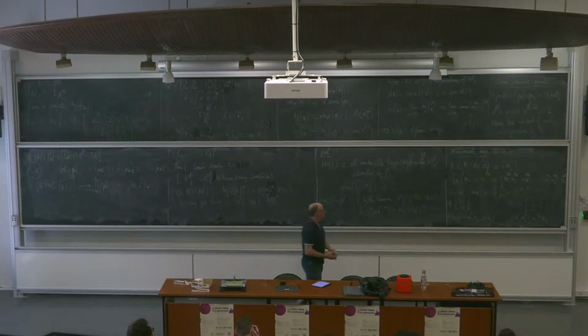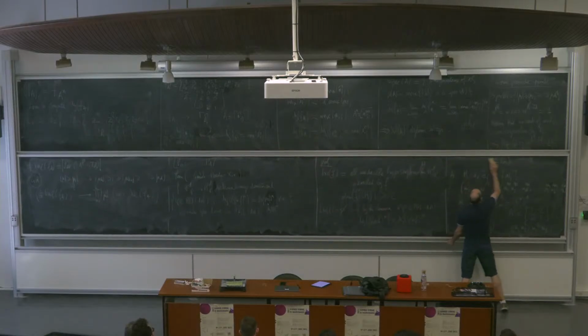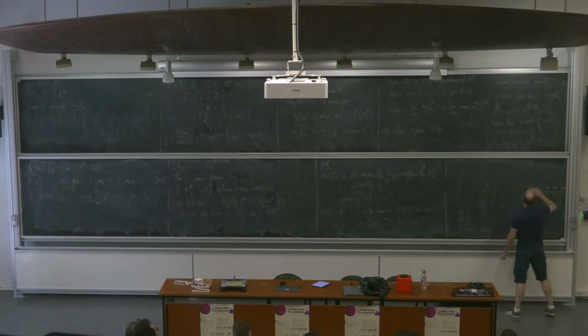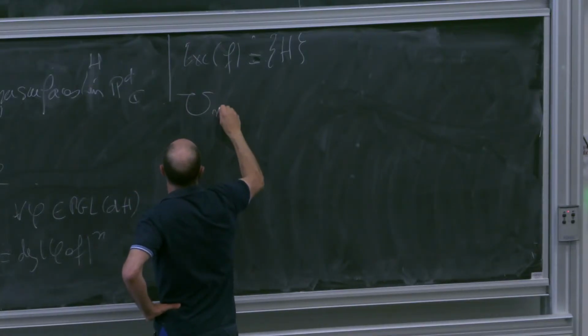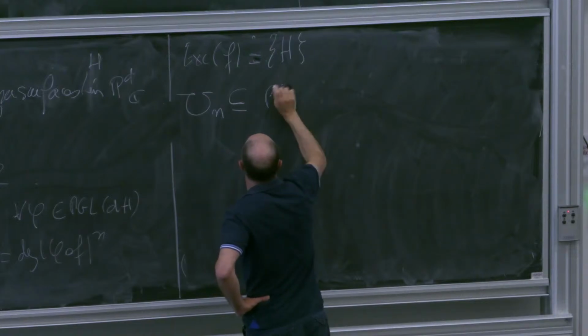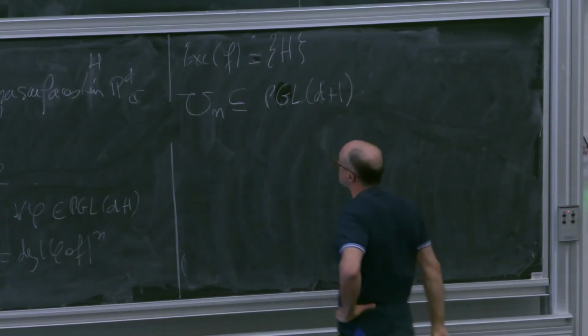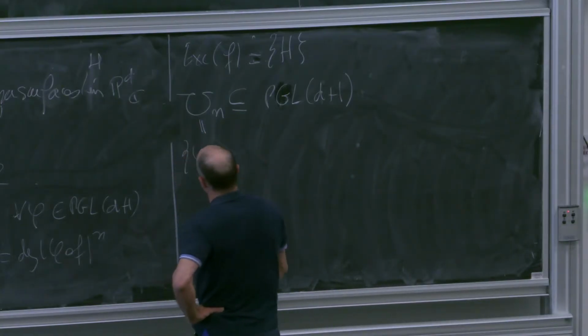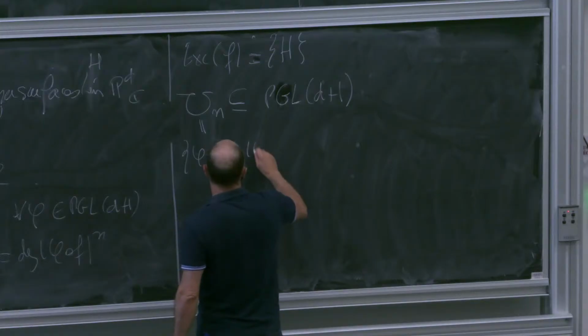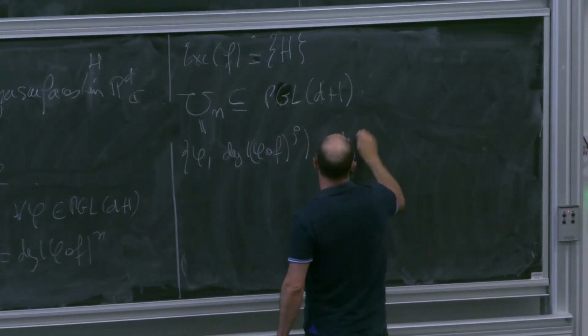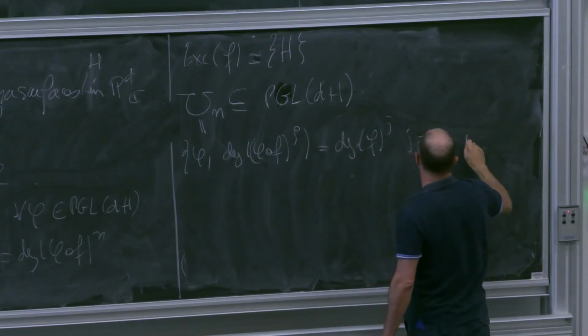Okay. So what's happening in the case where the exceptional locus is non-empty? Let me assume, in fact, that this exceptional locus is irreducible, just to simplify. So let me assume the exceptional locus of f is a singleton. And let me define U_n. It's going to be a subset of PGL(d+1), the set of phi such that the degree of phi composed with f to the j is the degree of f to the j for any j between 1 and n.